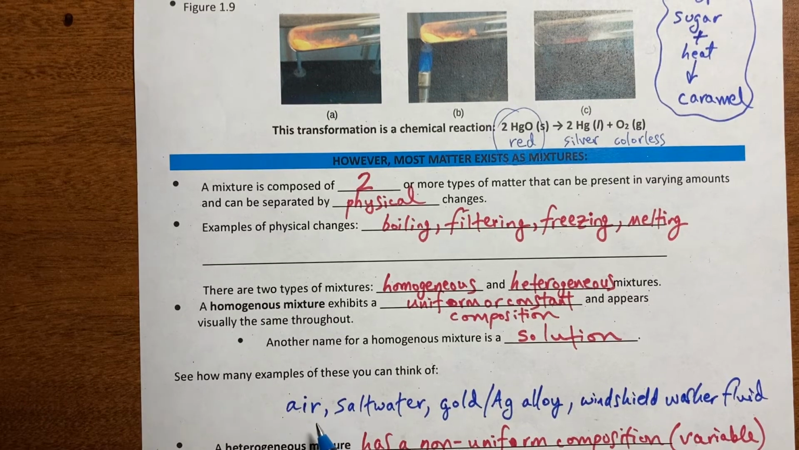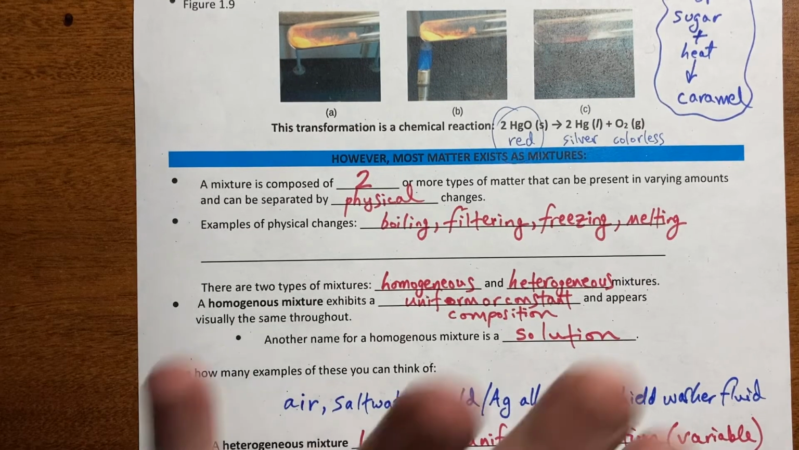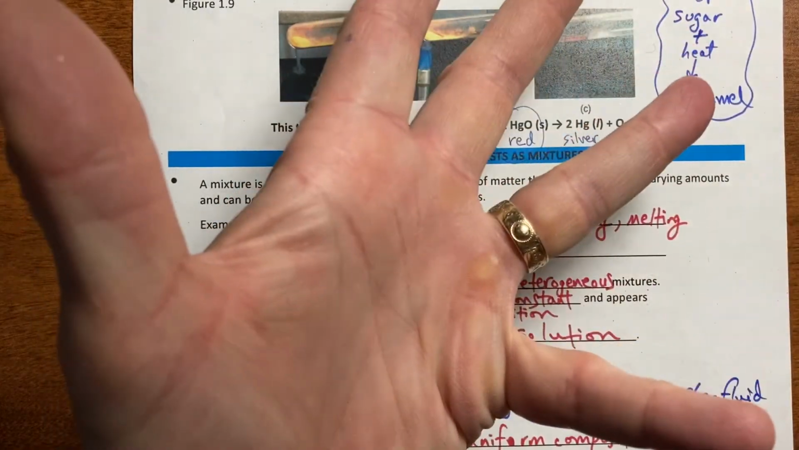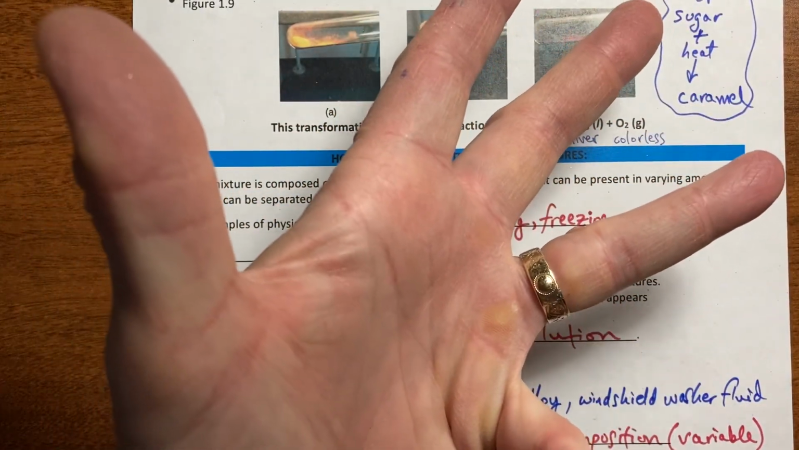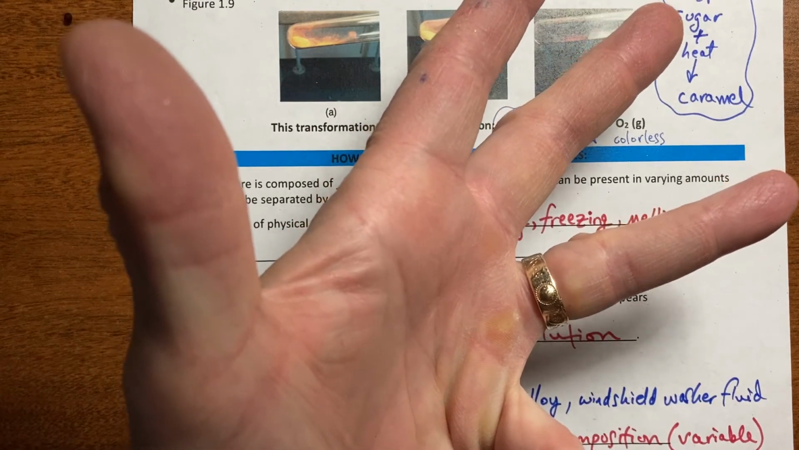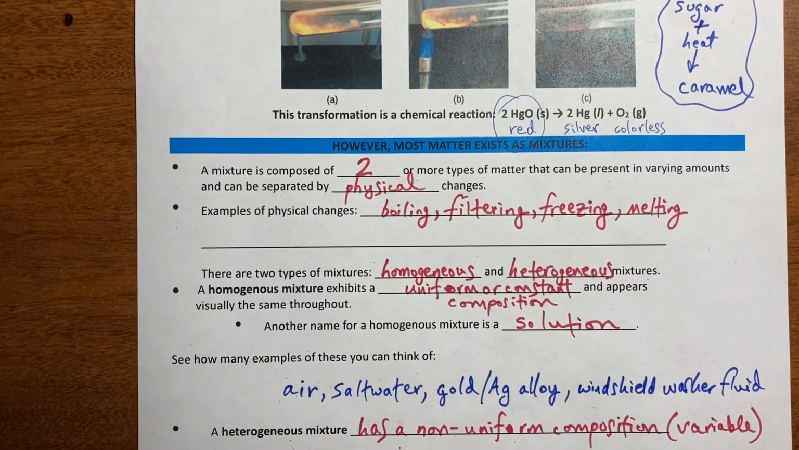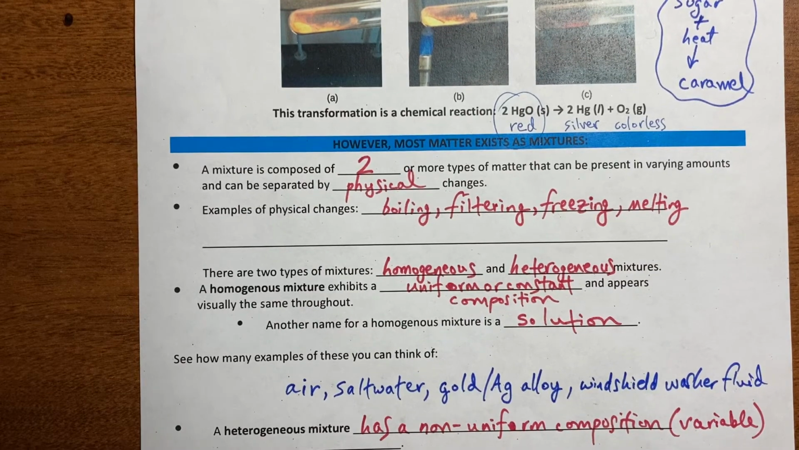Heterogeneous, the prefix hetero just means that there's different things involved in the mixture. Some examples of a homogeneous mixture or solution are air, if it's filtered, salt water, and gold-silver alloys, which are used in jewelry. Like my ring is not pure gold. It's a mixture of gold and silver, but that, believe it or not, is a solution. It's just a solid solution. Windshield washer fluid is a solution. A heterogeneous mixture has a non-uniform composition.